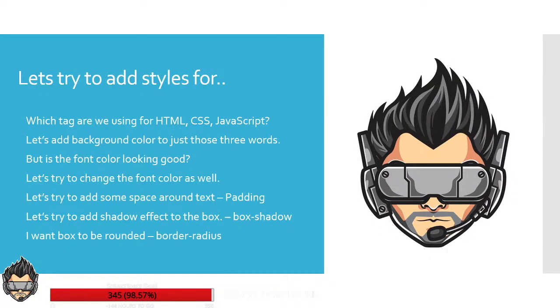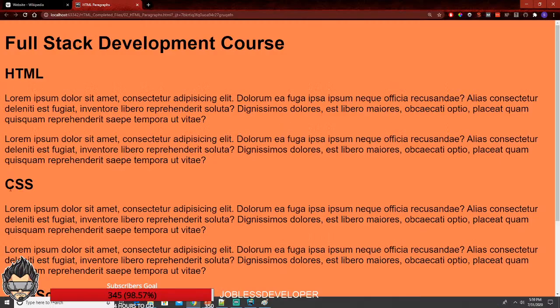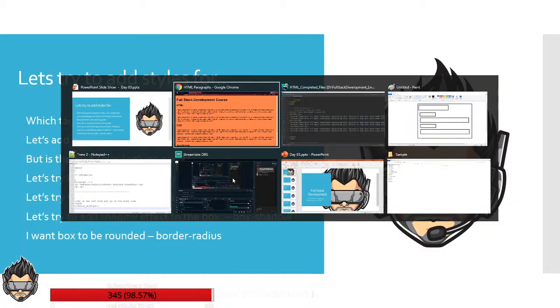Now that you know which tag we use in order to display the respective information onto the screen, the first thing is, let's add a background color to just those three words, just to this HTML, CSS, JavaScript. Our first mission is to add background color for these things. Okay, let's add background colors. How can you add background colors?